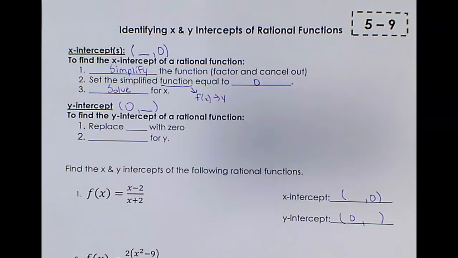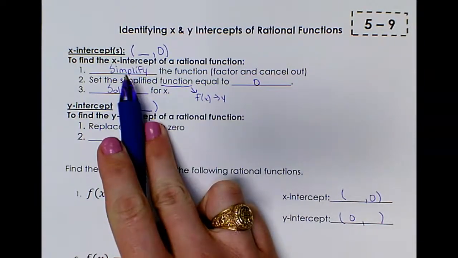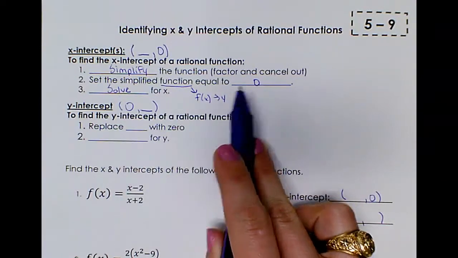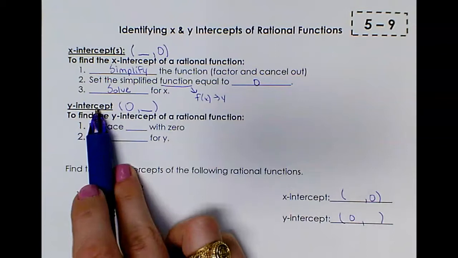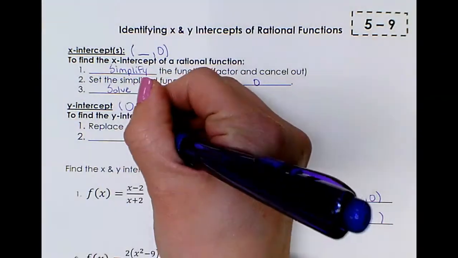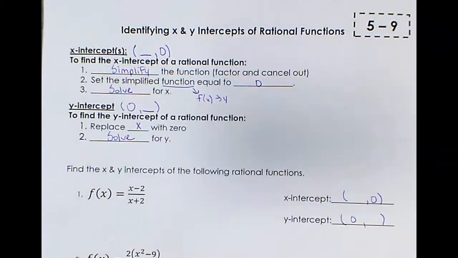So it's a basic situation of simplifying, making sure everything is canceled out that needs to be, but then giving 0 to the y. Now to find the y-intercept, you're doing the same thing but in reverse. You're replacing the x with 0 and solving for y. So in both situations, you substitute 0 for something and then solve for the other variable.